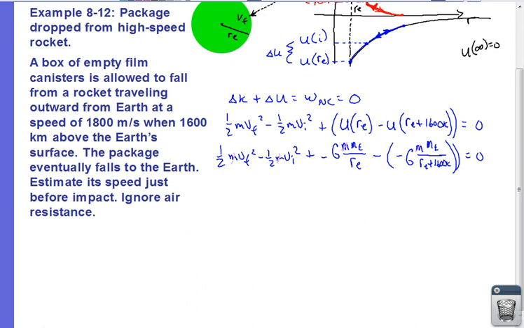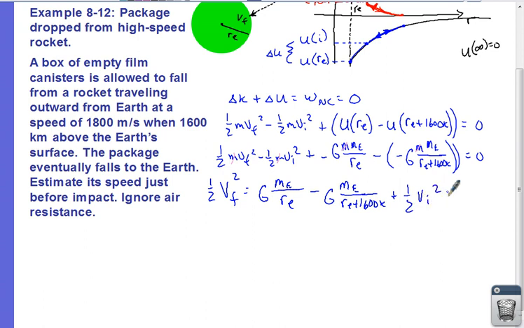And if I want to get an expression for v final, the velocity on impact, I'm just going to move everything over to the other side. And so let's see, this would be a plus over here, so it's going to be a negative. I'm going to take this one over first. So this would be GM of the Earth, all over the radius of the Earth. Let's see, so that would be over on this side positive. This one is positive to begin with, so now it's negative on the other side. GM of the Earth, all over the radius of the Earth plus 1,600 kilometers. And then this was negative over here, so plus 1/2 v initial squared.